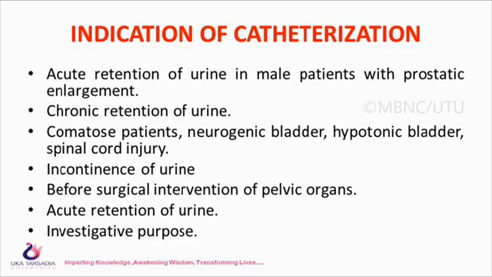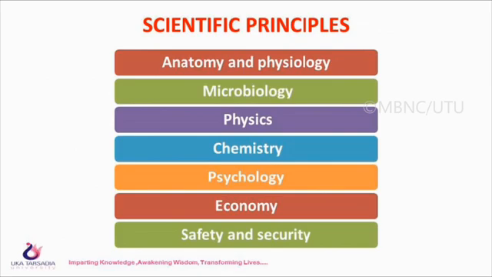Scientific principles. During the urinary catheterization procedure, we have to follow some scientific principles, which are: principle of anatomy and physiology, principle of microbiology, principle of physics, principle of chemistry, principle of psychology, principle of economy, and principle of safety and security. First, we will see the principle of anatomy and physiology.